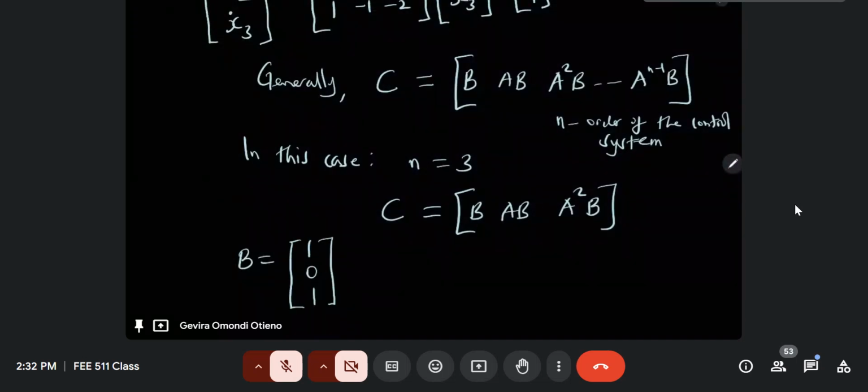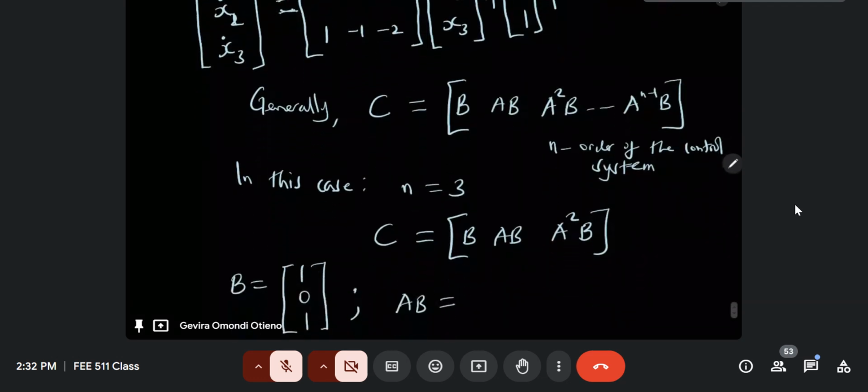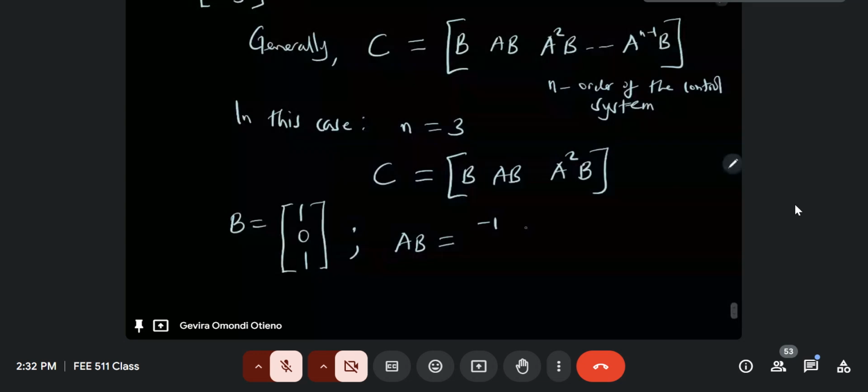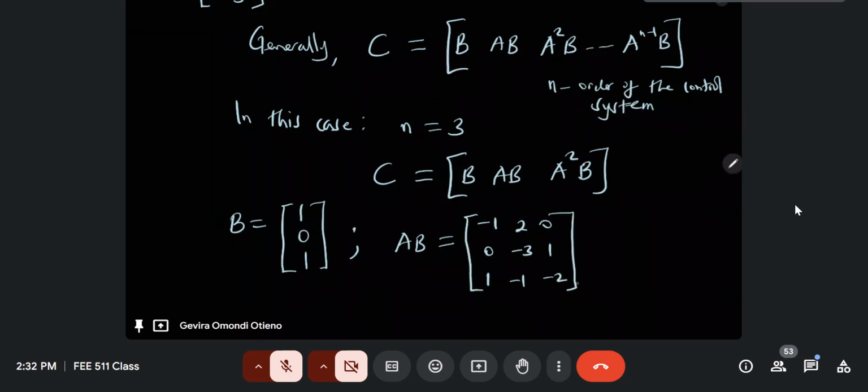And this is how I would like you to solve problems like this. Okay? Don't assume I know. AB is what? AB is the matrix -1, 2, 0; 0, -3, 1; 1, -1, -2. And be very careful with the elements. And if I make a mistake, please let me know. I don't have the solution to this. Multiplied by B, which is 1, 0, 1. So this is a 3 by 3 and a 3 by 1. That should give me a 3 by 1.